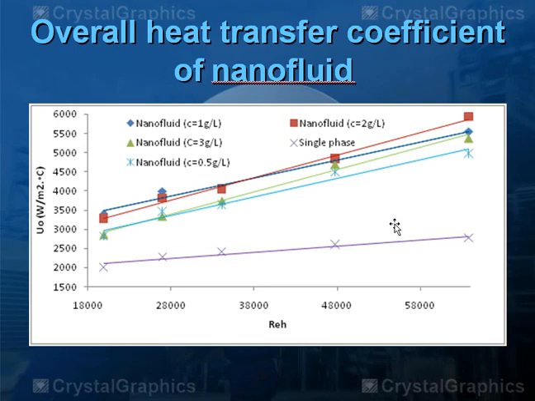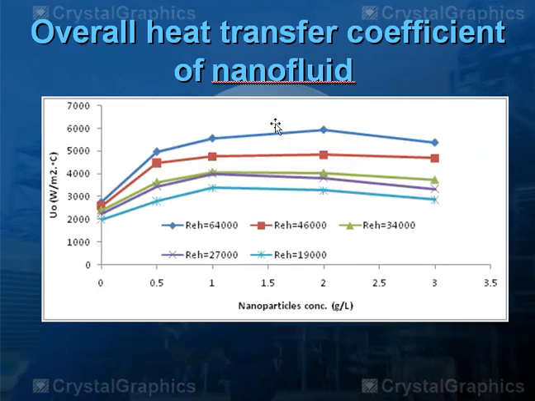For nanofluids, the rising of nanofluid concentration gives a good enhancement in overall heat transfer coefficients. We found about 100% enhancement at higher concentrations of nanoparticles, and at even higher concentrations, the heat transfer enhancement is clearly reduced.